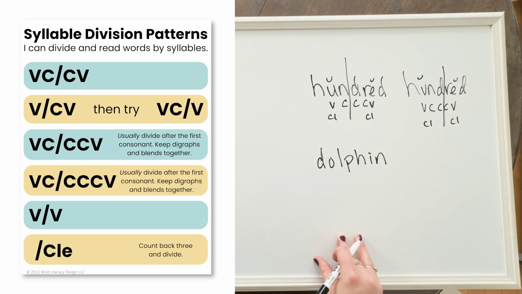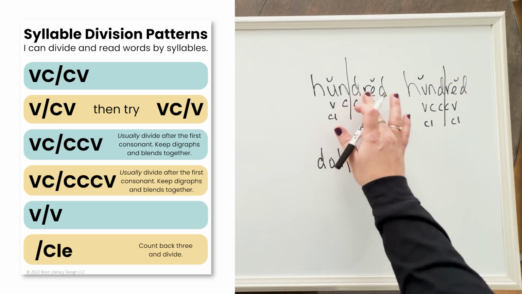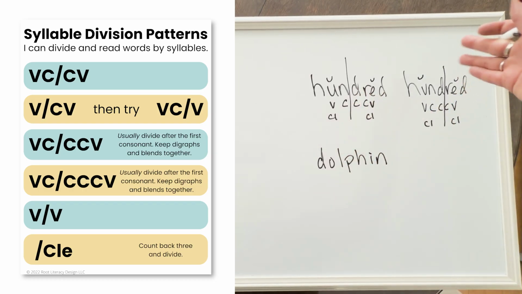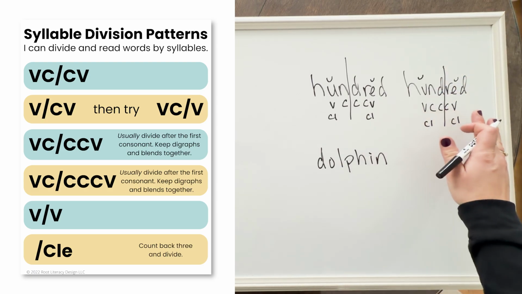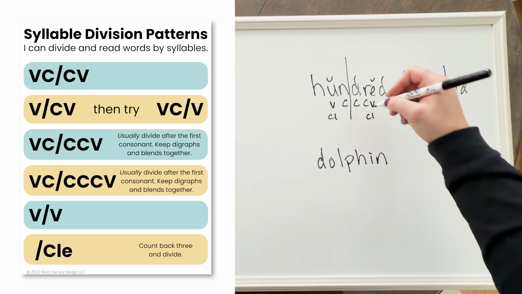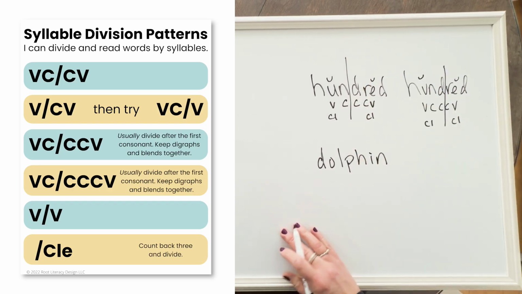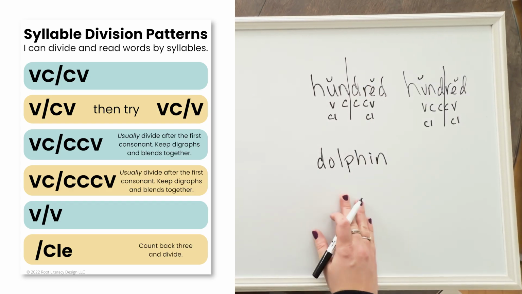The reason it just feels a little awkward to us is because we're used to saying the der together and not ending with the d and beginning with the r. But you can still get there. But in general, the rule is that you want to divide after the first consonant. Now let's do another one.